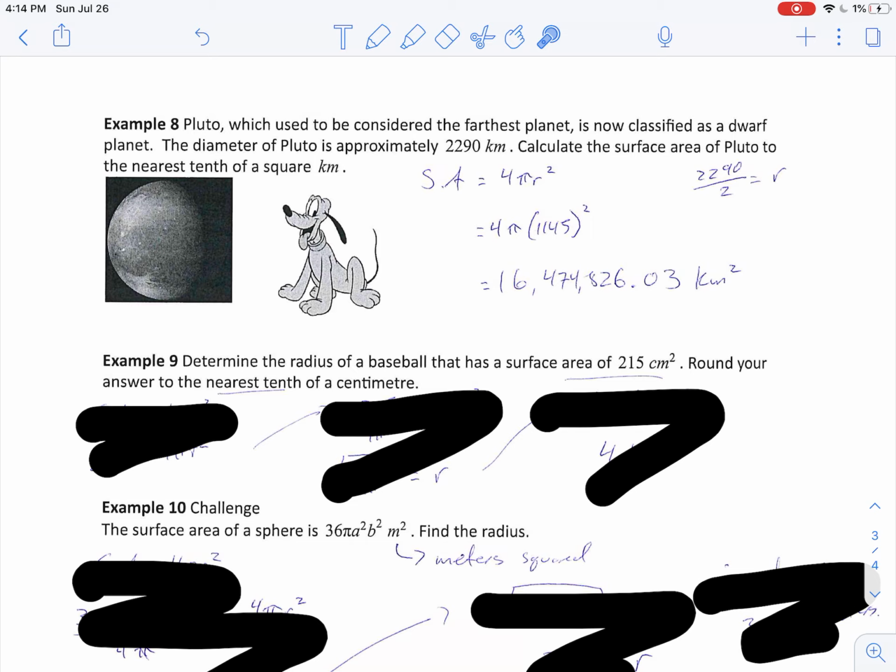Recognizing that the surface area of a sphere is 4 pi r squared, I find my r value by taking the diameter, dividing it by 2, and I just plug it in. So 4 pi, and then my radius value would be half of that, 1145 squared, and multiplying all three of those, I end up getting 60,474,826.03 square kilometers for Pluto, not the dog.